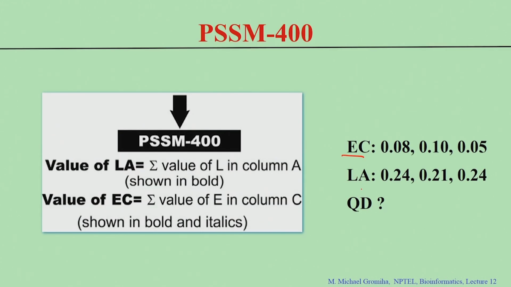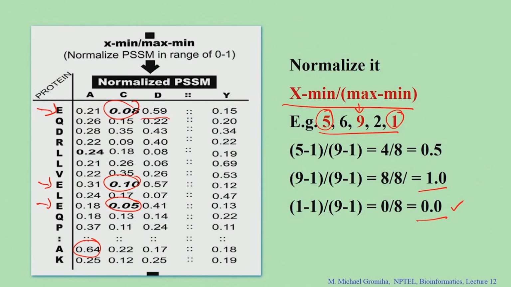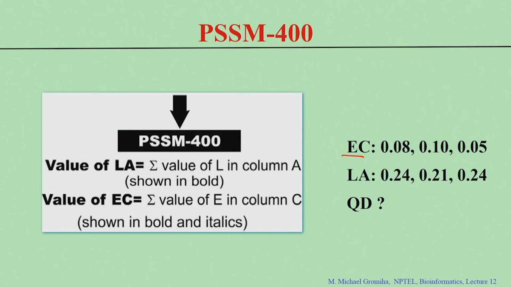Likewise, if you see LA, combine all the LAs and you get the numbers. If you take QD, what is the value for QD? This is Q here, this is another Q here, right. So, D is here, this one. So, add up these numbers and we will get the average value. So, finally, we will get the 20 by 20 matrix.